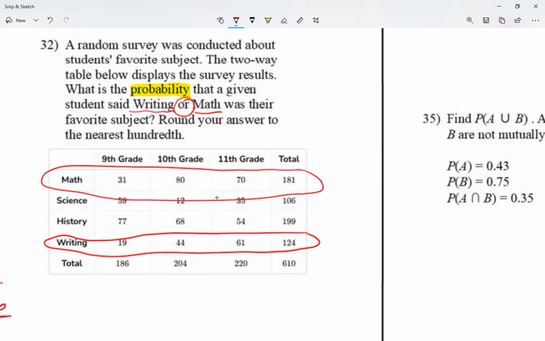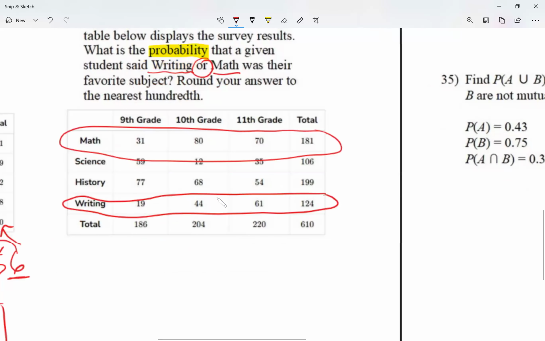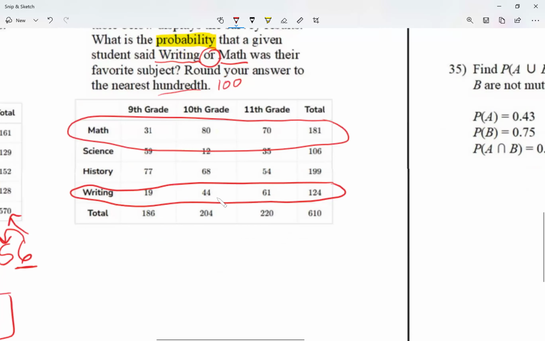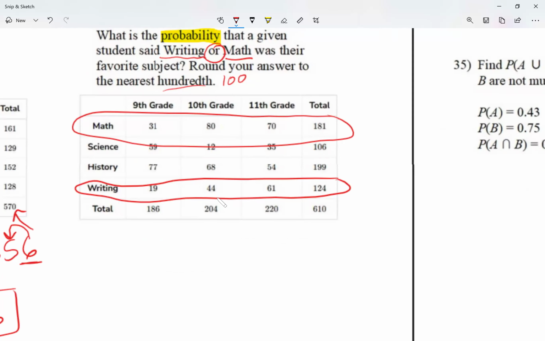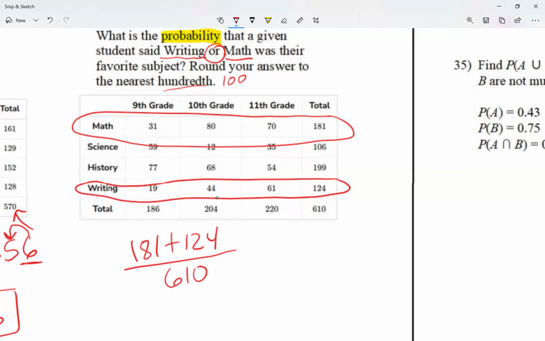Because I'm using the word or, they don't have to meet. These two rows don't have to meet. And round your answer to the nearest hundredth. So I expect my final answer to have two decimal places. Okay, so how many were there in math? There were a total of 181 students. How many were there in writing? In my case, 124. So I'm going to add those two values and divide it by, in this case, 610. And the 610 is how many they were all together.